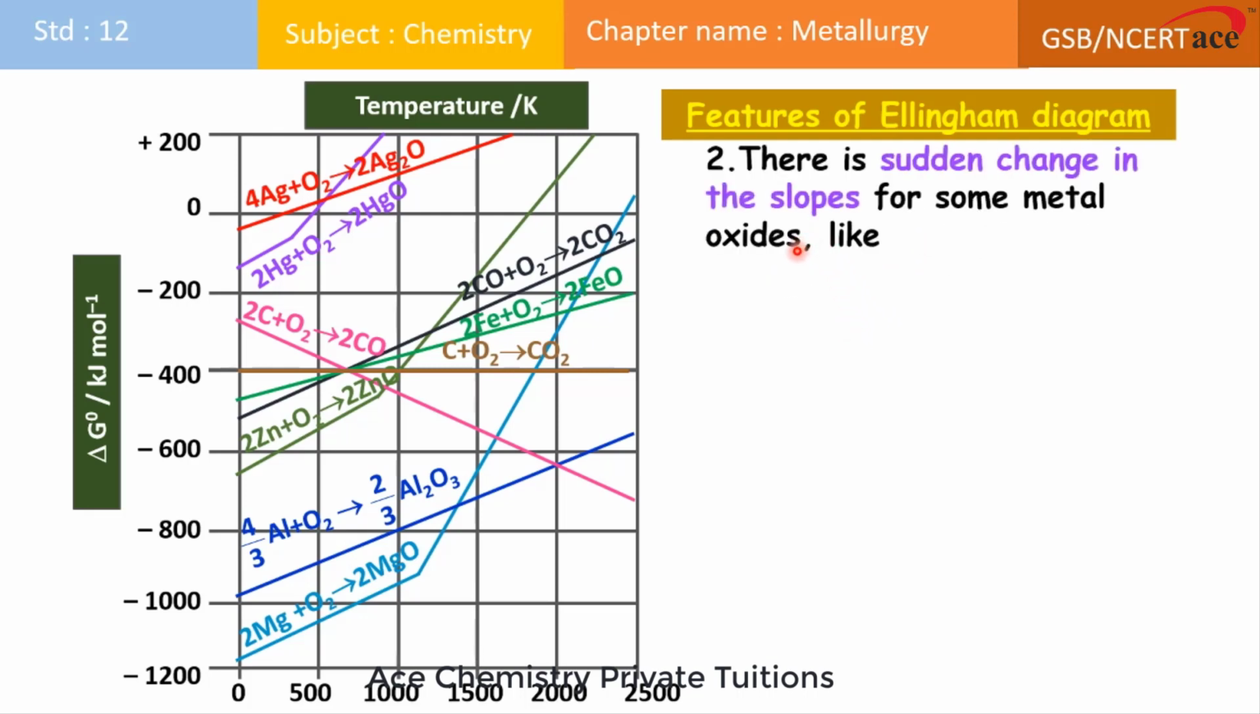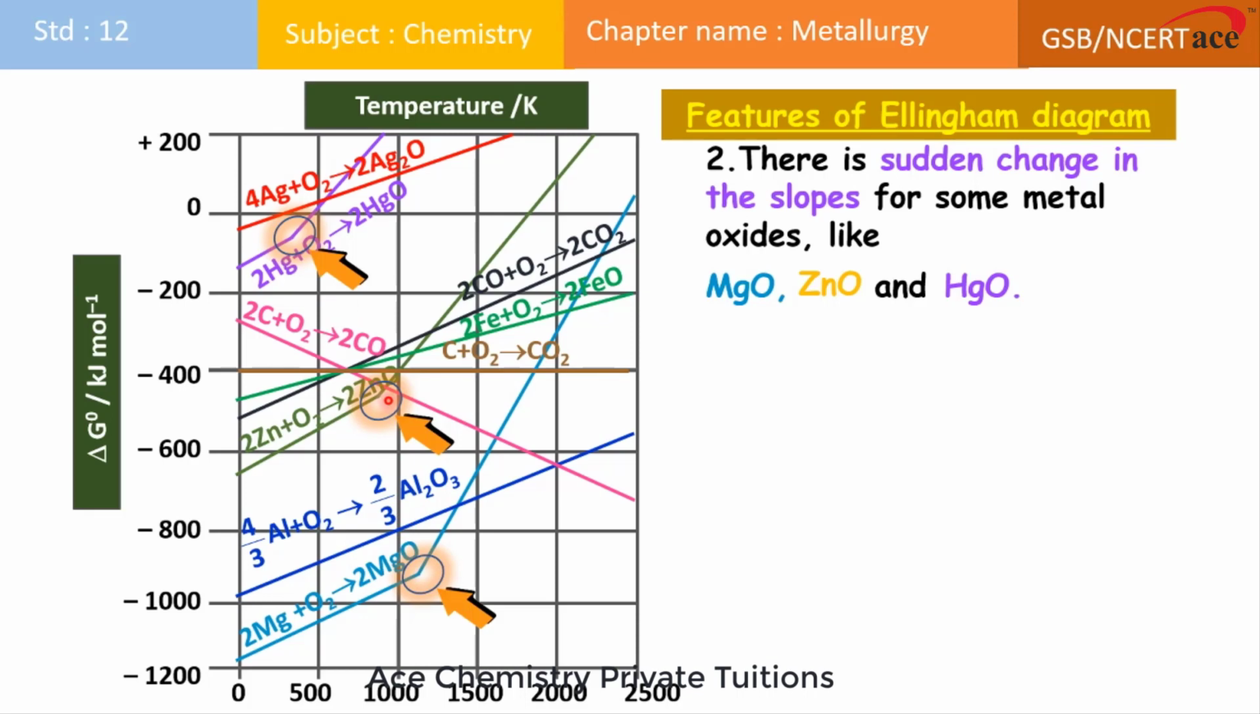Let's focus on the second point. For certain graphs in the formation of metal oxide, like magnesium oxide, can you see this point? Or you can see it in the formation of zinc oxide, and also in the formation of mercuric oxide. There is an abrupt or sudden change, or you can say a sudden shift of the graph. This sudden shift of the graph is obtained in the formation of magnesium oxide, zinc oxide and mercuric oxide. So what does this sudden shift or abrupt change indicate?